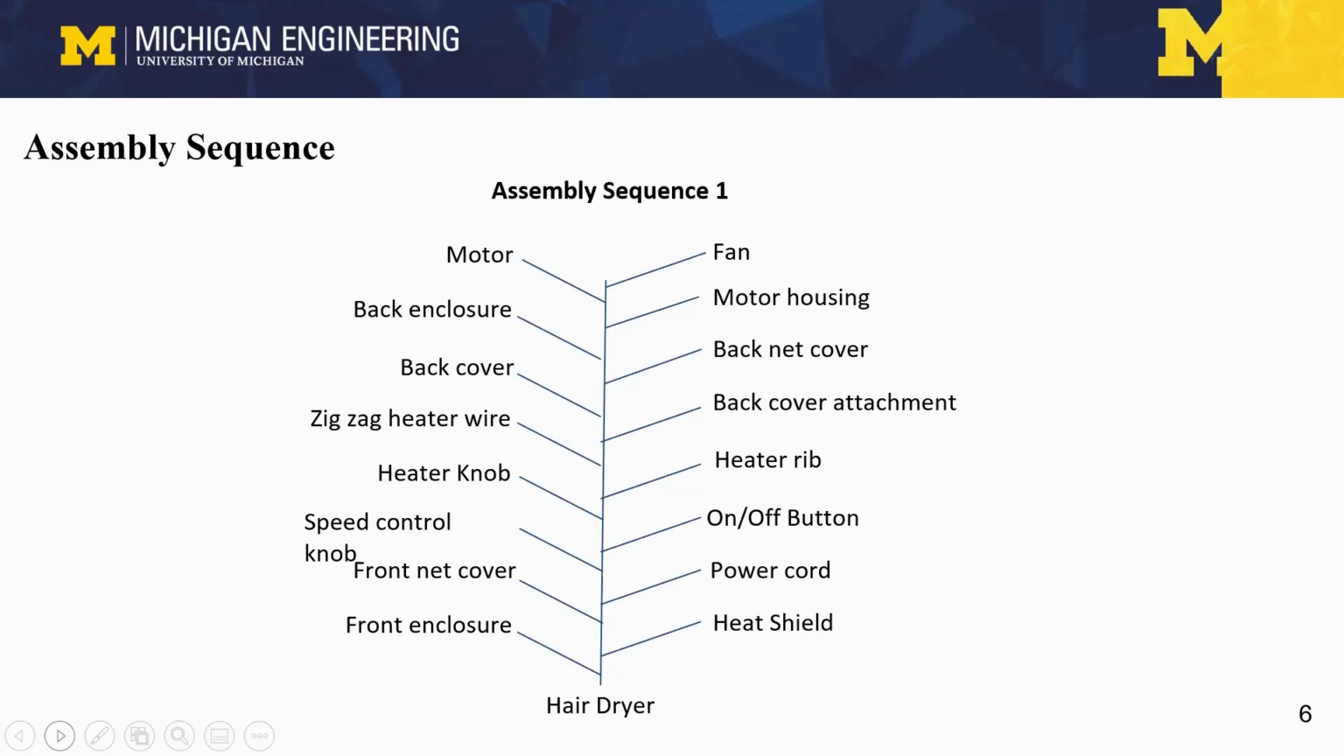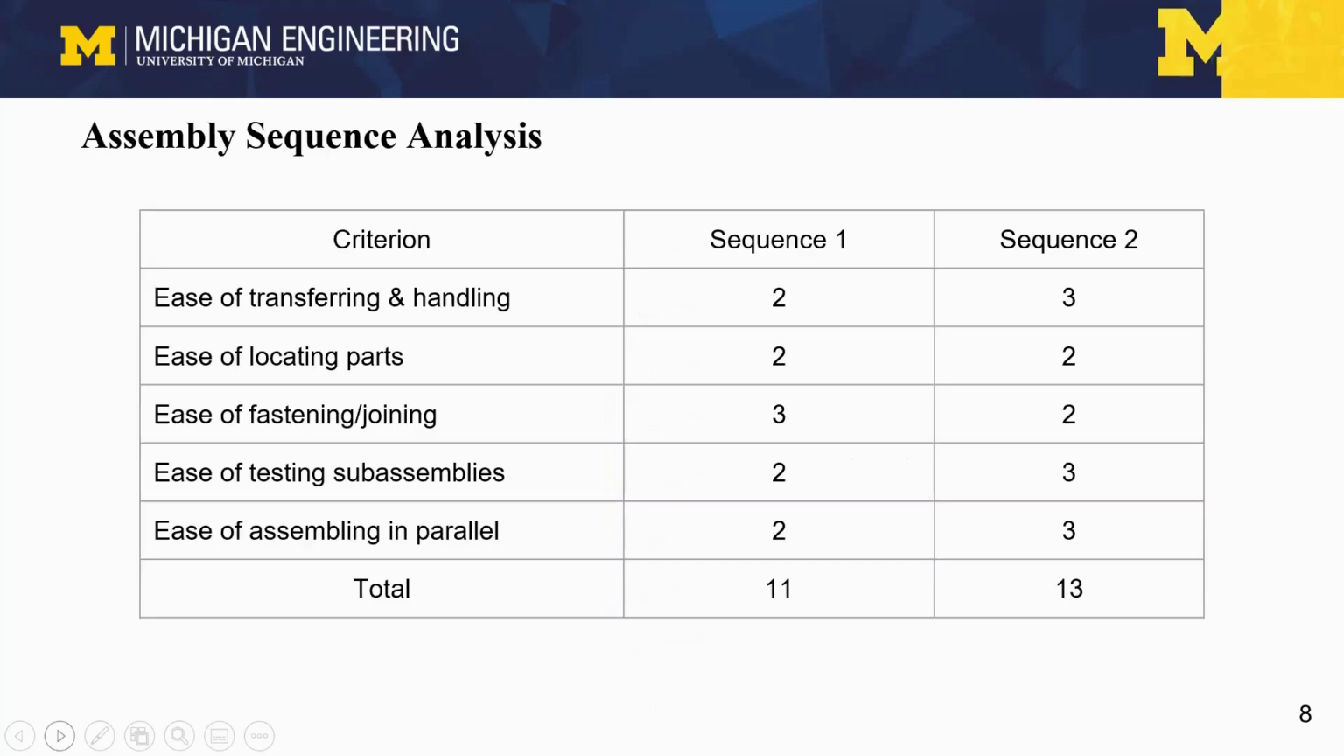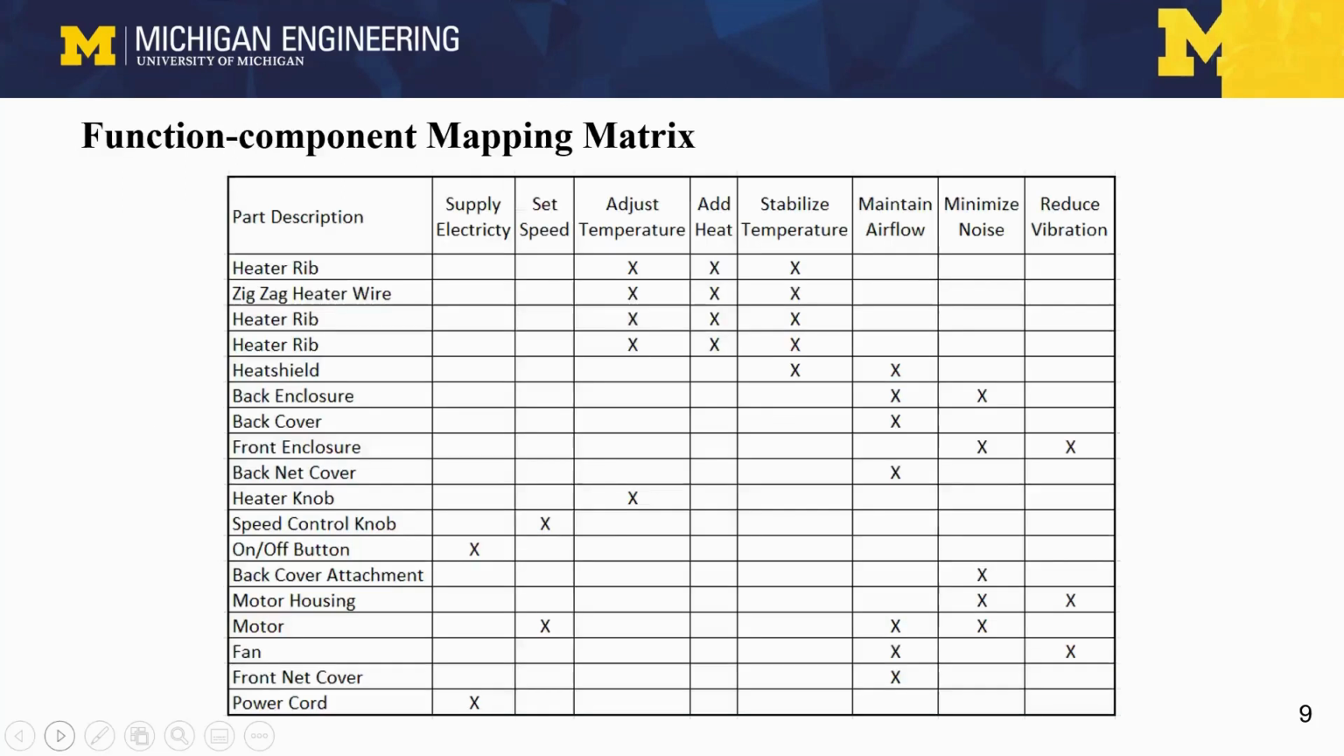That is assembly sequence 1, which is top-down, and assembly sequence 2, which is bottom-up. There is a slight preference for sequence 2 over sequence 1 because sequence 2 allows better transfer and handling, ease of testing sub-assemblies, and ease of assembling in parallel. The function component mapping matrix highlights the functions, as set out in the first diagram, of all the components of the hairdryer.